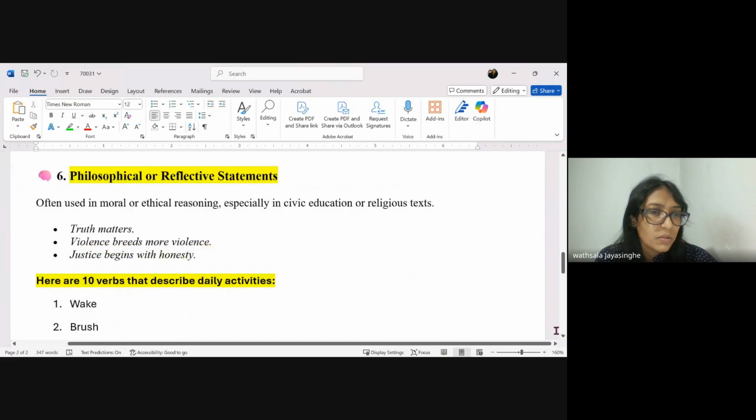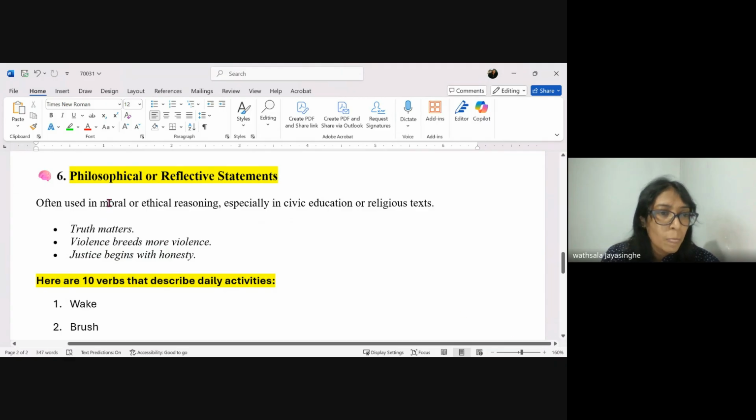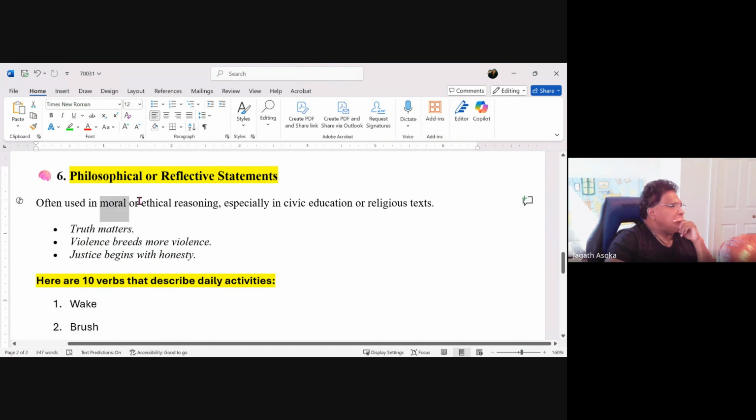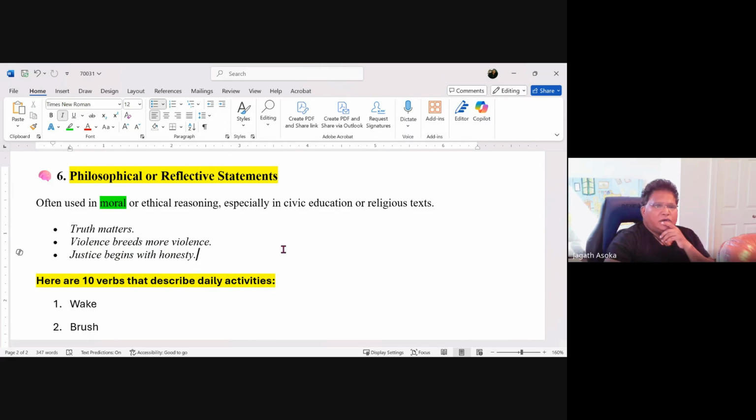Philosophical or reflective statements, often used in moral or ethical reasoning, especially in civic education or religious texts. Truth matters. Violence breeds more violence. Justice begins with honesty. Okay, Laura, anything to add?